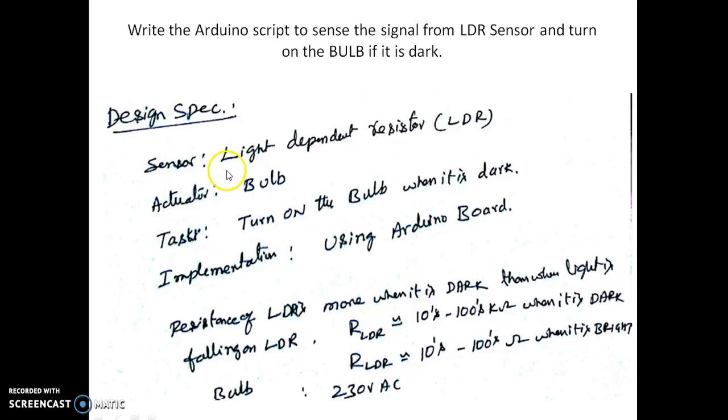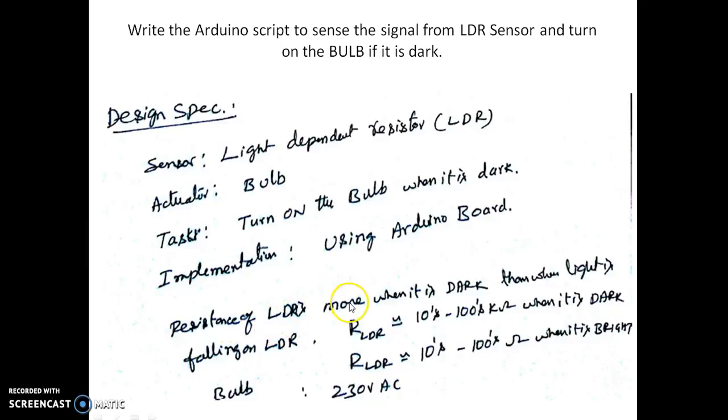The sensor used is a light dependent resistor, known as an LDR. The actuator is a bulb which will operate with 230 volts. The task is to turn on the bulb when it is dark, that is, when the light becomes very low. The implementation uses the Arduino board.